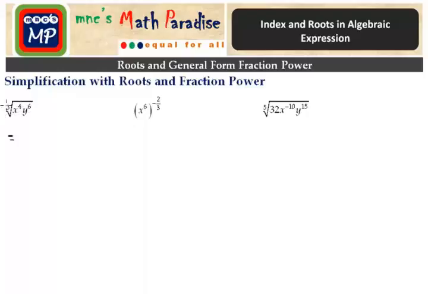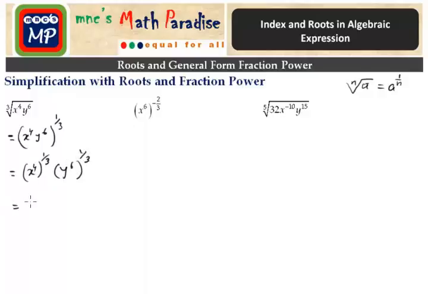So we can convert this cubic root as x to the power 4, y to the power 6, and we can convert this cubic root as fraction power 1 by 3, because we know that the rule is nth root of a equals a to the power 1 divided by n. So 1 by 3. Now this 1 by 3 power is on both x to the power 4 and y to the power 6, so we can distribute this power on x to the power 4 and y to the power 6.